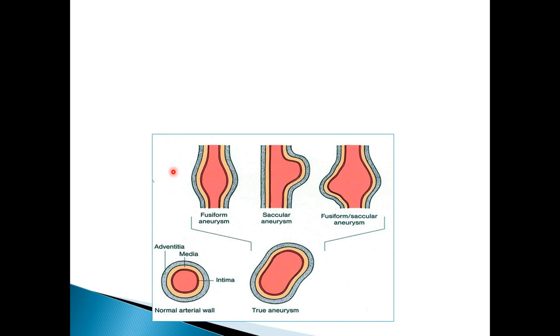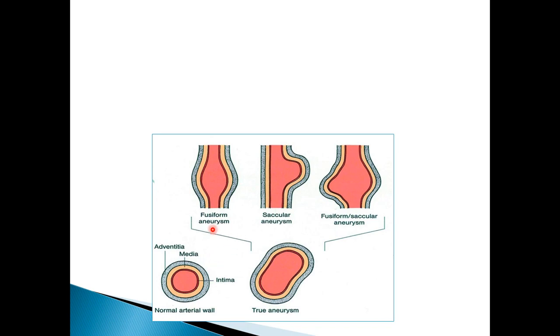For the types of aneurysms, we have fusiform aneurysm, saccular aneurysm, and fusiform saccular aneurysm, which is a combination of both types. So for comparison, here we have a cross-section through a normal arterial wall. From inside, the red layer represents the intima. The yellow layer represents the media, and the gray one represents the adventitia.